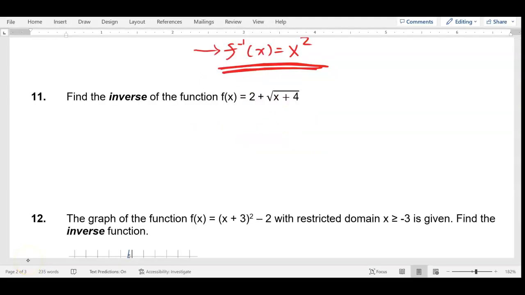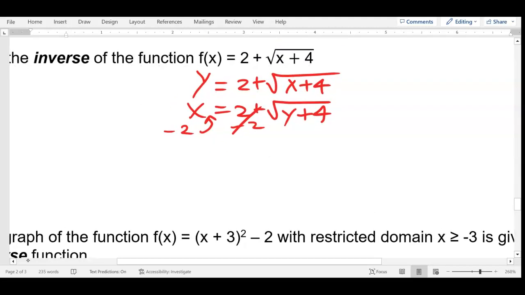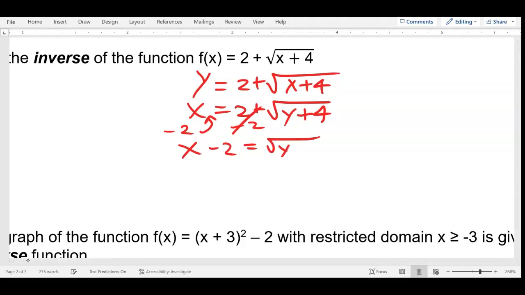On number 11, f of x becomes y. And then we have to switch x and y. Then we need to solve for y, so we need to get rid of the loner first. The opposite of a positive 2 here is a minus 2. Please remember that goes after the x. You cannot combine things that are not the same. So we have x minus 2 equals the square root of y plus 4.